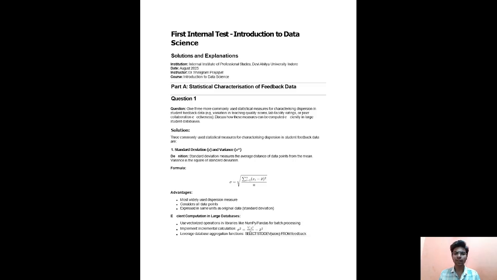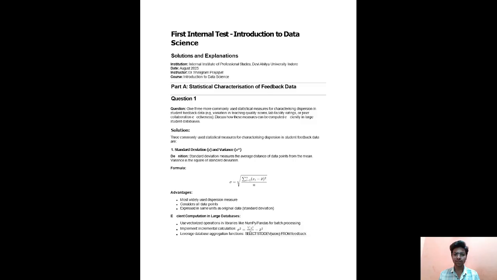Three commonly used statistical measures for characterizing dispersion in student feedback data are: first, standard deviation and variance. Definition: standard deviation measures the average distance of data points from the mean. Variance is the square of standard deviation. You can see the formula of this. The advantage is that it is the most widely used dispersion measure and considers all data points, expressed in the same units as the original data.